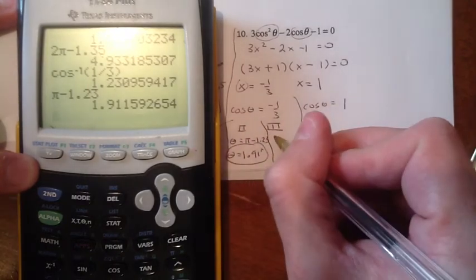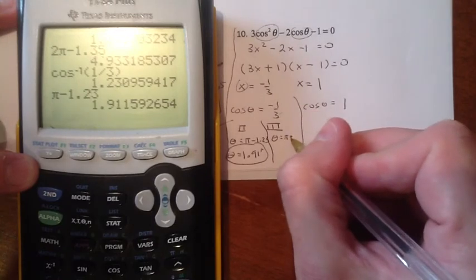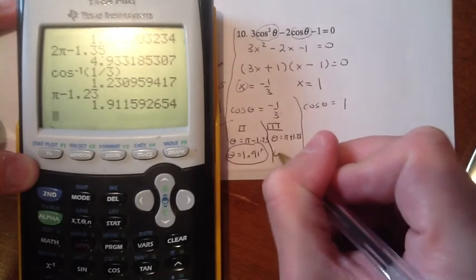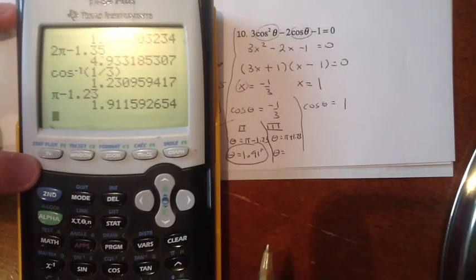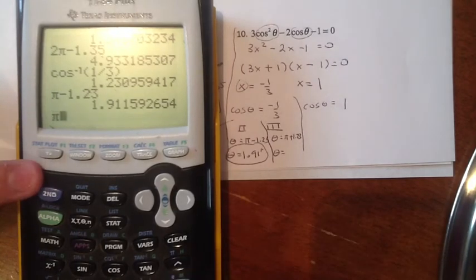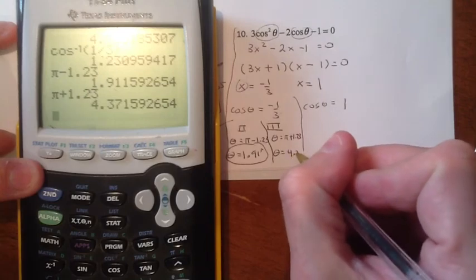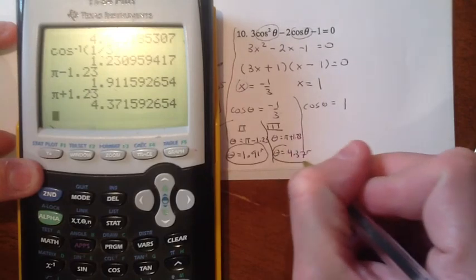To get my quadrant 3, we do pi plus 1.23. I know it's kind of hard to see there. We go pi plus 1.23, and we get 4.37 radians.